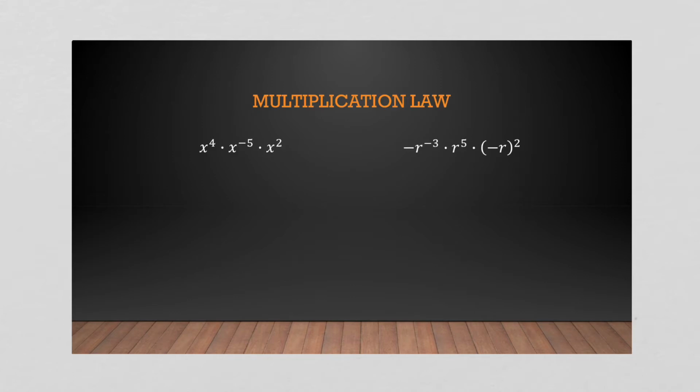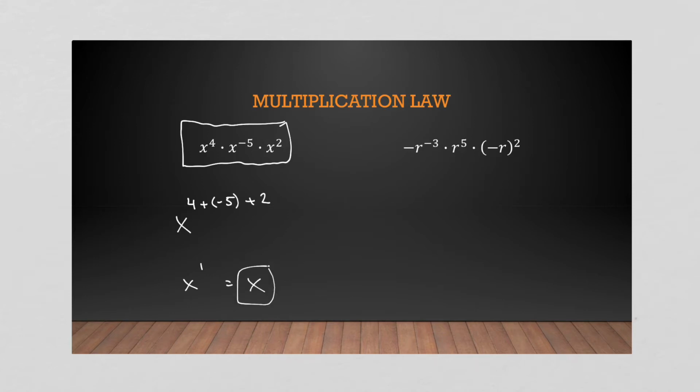So here we go. I'm multiplying a common base, and this first one here, all my x's. I only have x's. So I'm multiplying. What do I do to the exponents? Add them together. So 4 plus -5 plus 2. I get x to the 1, which is just x. So it doesn't matter what x is, any set of numbers in that write-up will be just x.